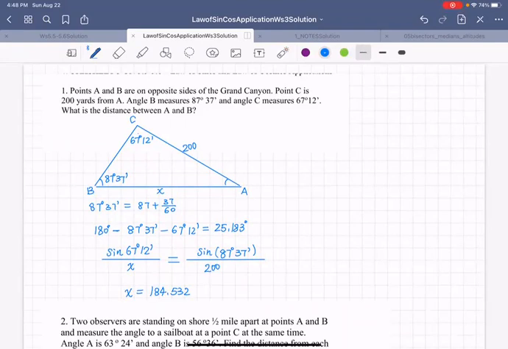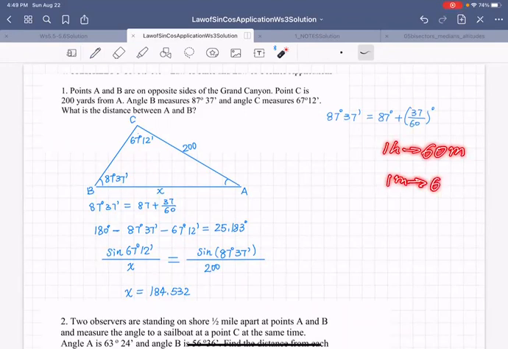If I say 80 degree, 37 prime, which is saying 80 degree plus 37 over 60 degree, okay? That's what this means. It's like 1 hour has 60 minutes and 1 minute has 60 seconds, okay? So if you see this prime, you divide it by 60. Do those conversions.